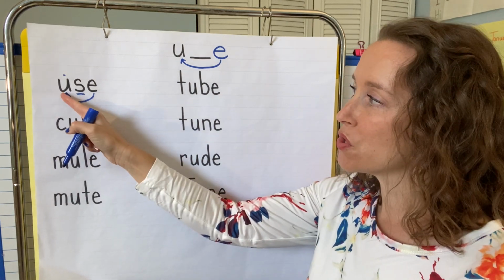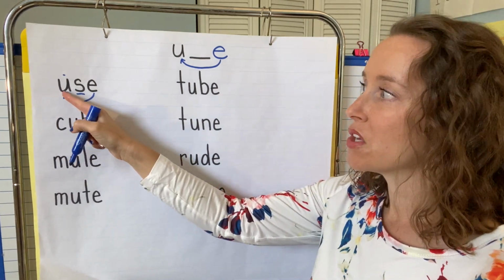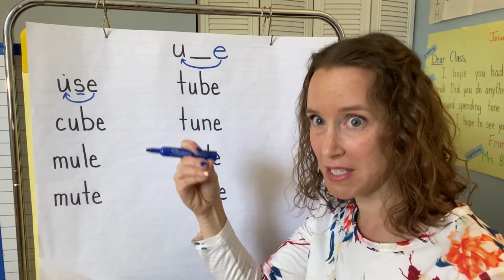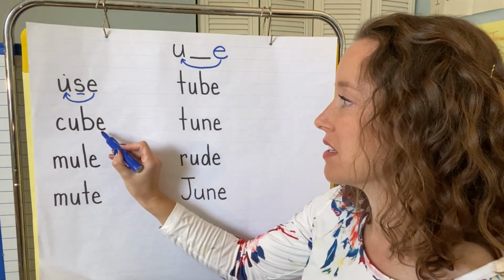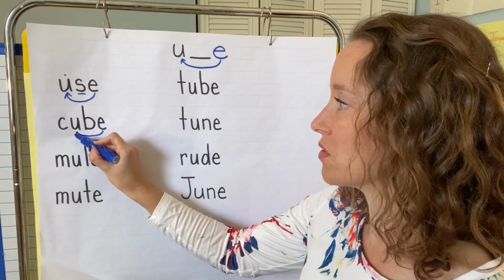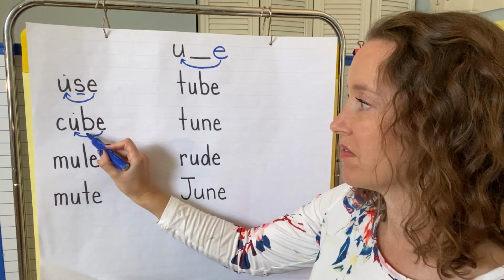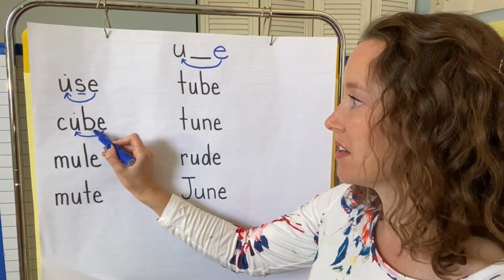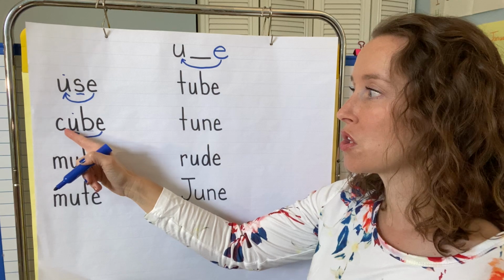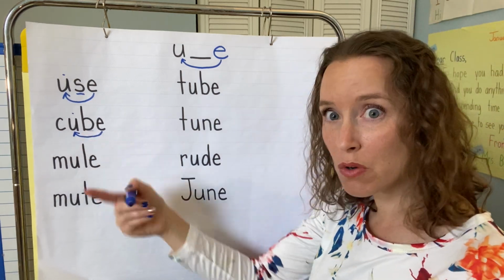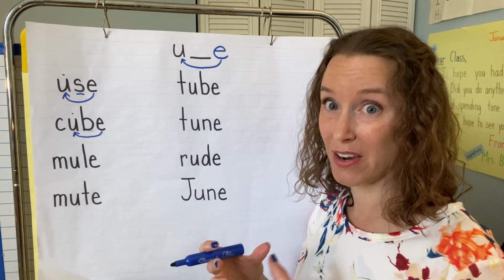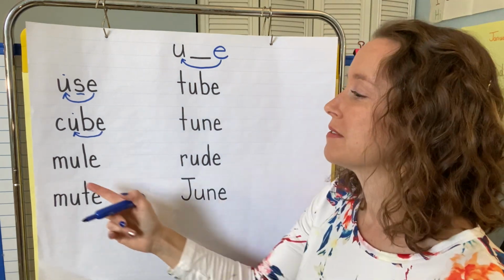So we have use, use, right? Like I can use my pencil. Look at this one. Here's our E. Okay, the E goes over to the U. The U says its name, right? Separated by this one letter. Cube, cube. Like a kind of like a square, Rubik's cube, or a nice cube.